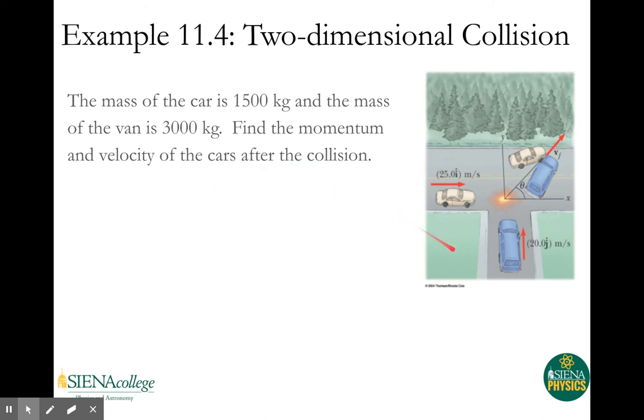So we have two cars that are coming together and they're perpendicular to each other. Okay, so we have car 1 here is 1,500 kilograms. Car 2 here is 3,000. So I'm going to write that down. So M1 is 1,500 kilograms. M2 is 3,000 kilograms. We know that V1 initial is 25 i hat meters per second. The initial V2 is 20 j hat meters per second.